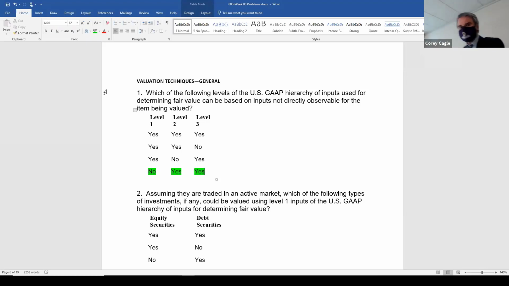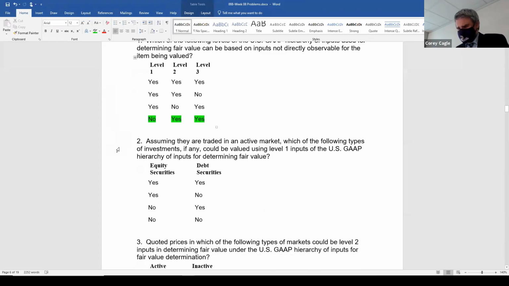Sounds pretty easy. Keep my drink in front of the camera. These are actually really easy questions here. Number 2, assuming they are traded in an active market, which of the following types of investments could be valued using level 1 inputs? Either of them, right? It says they're traded in an active market. Why couldn't you? It's just kind of like, of course, right? Either. Not really much else to say about that.